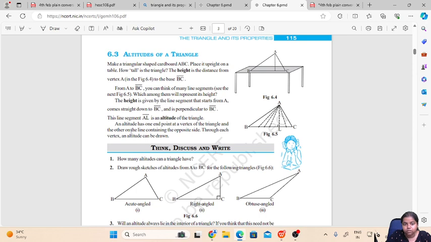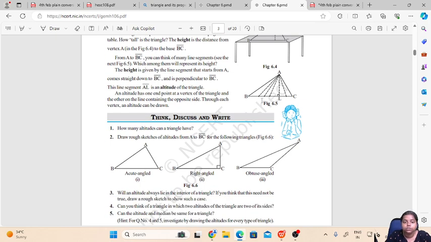An altitude has one end point at the vertex of a triangle and the other on the line containing the opposite side. Though each vertex can have an altitude, this can be an altitude. And which is the correct altitude? The one which is perpendicular to the side BC. This is an altitude of this triangle. Understood? That is basically the height. Altitude is height.